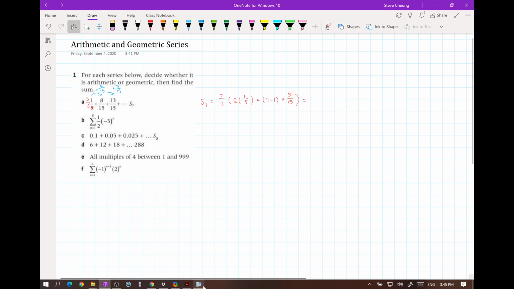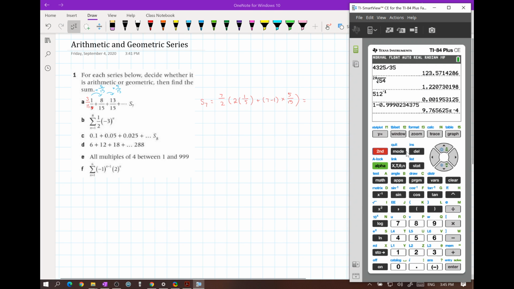Plugging that into the calculator will give us, okay, I'm going to simplify some of these because I don't want to type in those fractions. 8.75.